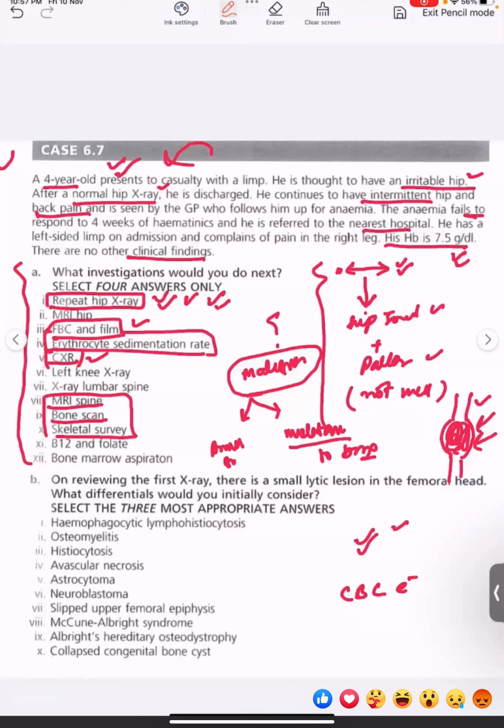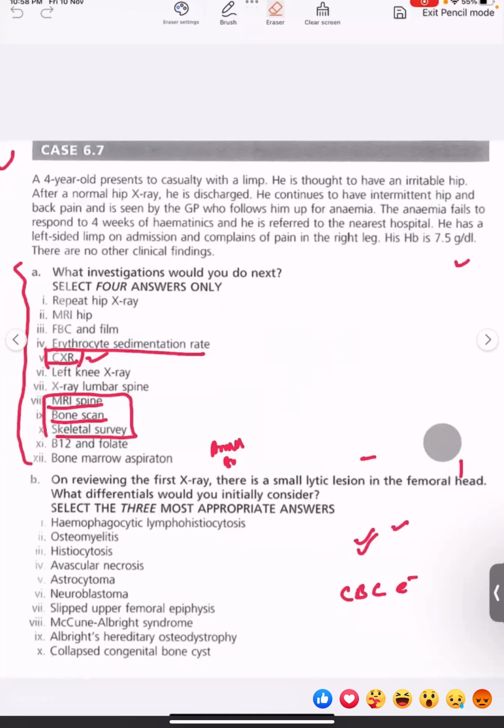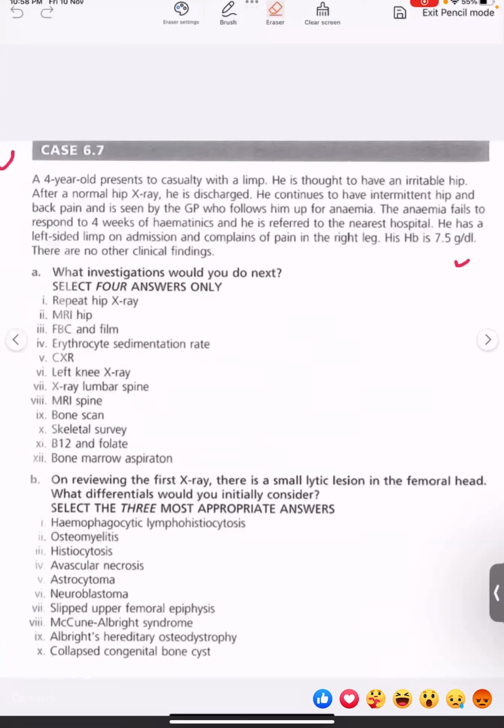Is that clear? So here I should go for repetition of the hip X-ray and look for the primary malignancy. The MRI of the spine, the bone scan, and the skeletal survey I will go for after confirmation from the X-ray findings, if they give me a clue towards any diagnosis.